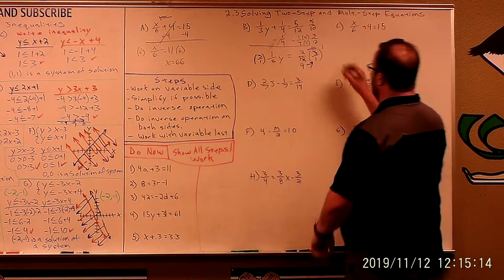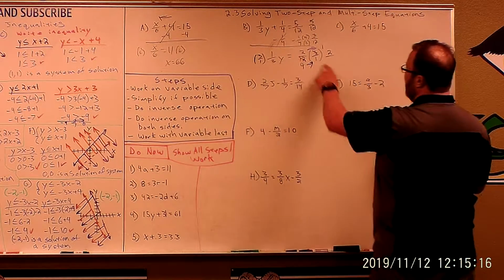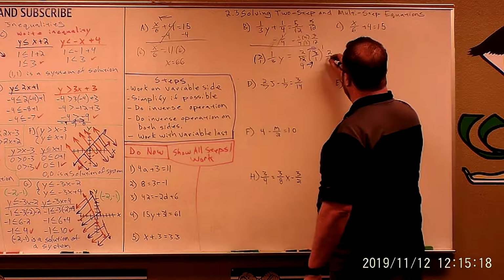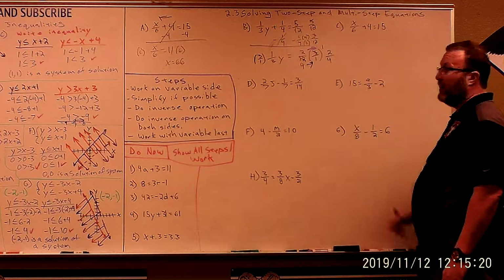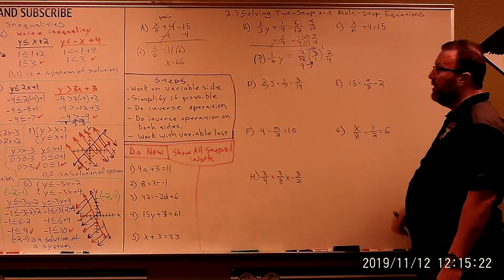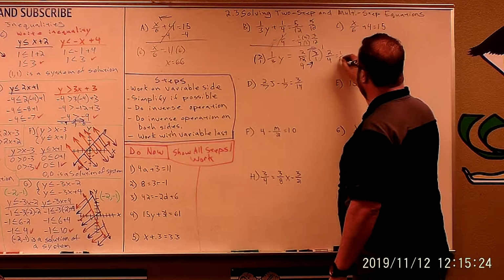So what's 2 times 1? And what's 4 times 1? 4. Okay, can I reduce that further? Yeah. 2 goes into 4 how many times? So what's my answer? Very good.